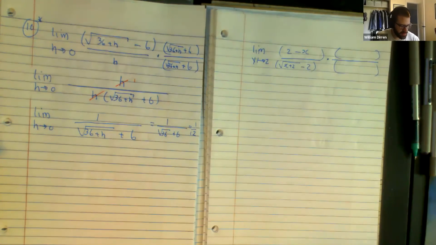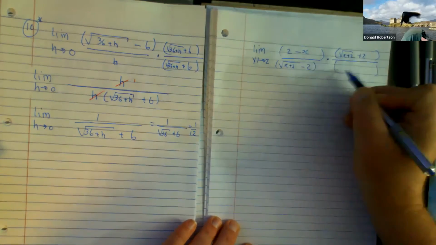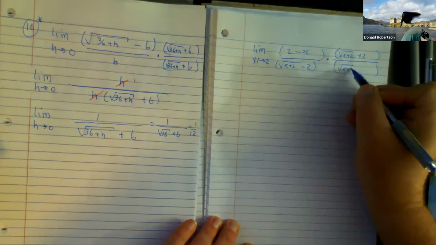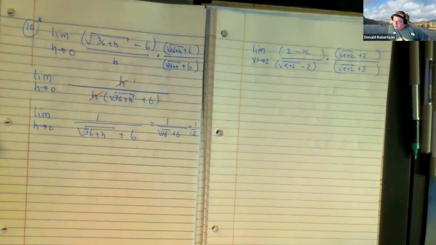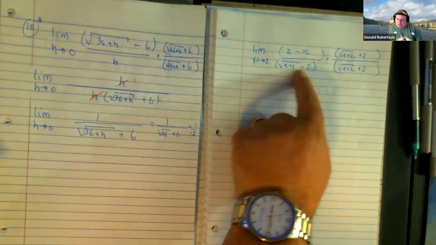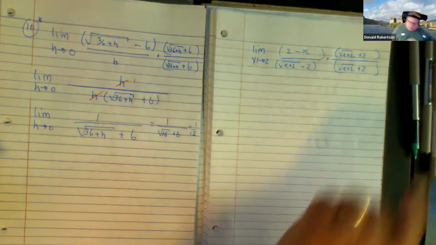Square root of x plus 2 plus 2. Are you all comfortable how you come up with that guy? Isn't it the same as this guy, but with a plus? That's pretty much it. There's no subtlety there, right? Whatever the square root thing is, same square root thing, but with a plus.